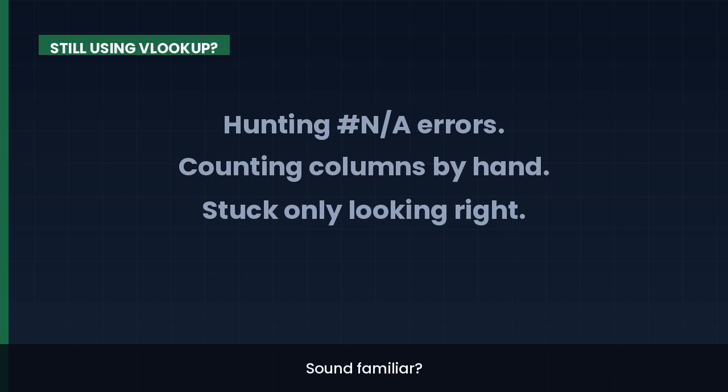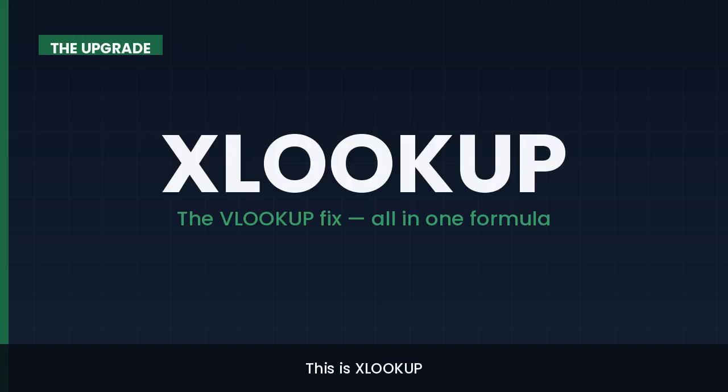If you're still using VLOOKUP, you're doing more work than you need to, hunting down #N/A errors, counting columns by hand, and stuck only looking to the right. There's one formula that fixes all three problems at once, and by the end of this video you won't want to go back to VLOOKUP.